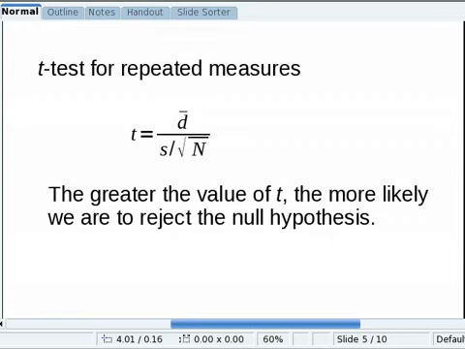Let's talk about this formula. The first thing in the numerator is d bar, the mean of the differences. The bigger this is, clearly, the bigger the value of t is going to be, and that makes sense.